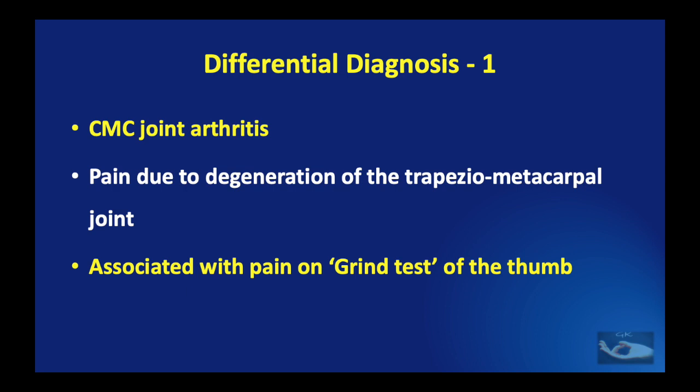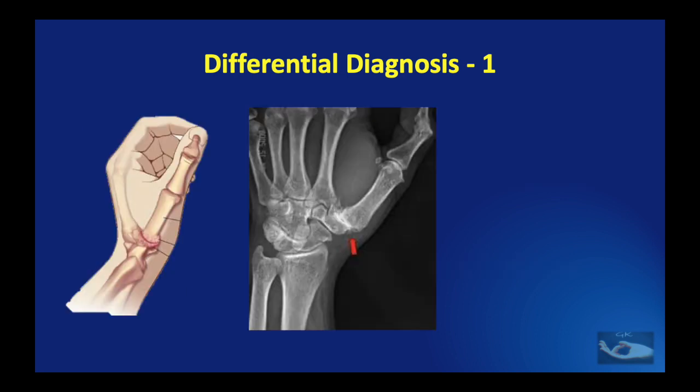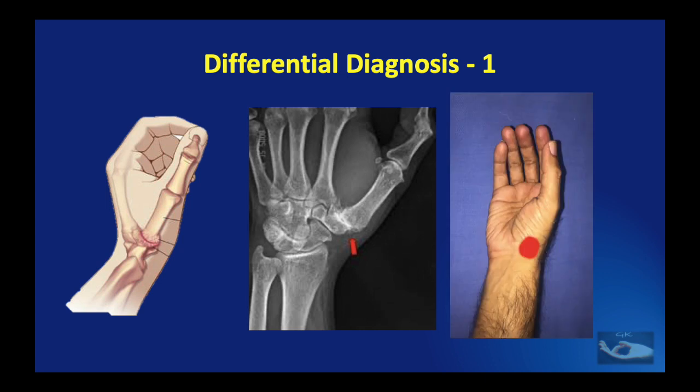It is associated with pain on the grind test of the thumb. It is also important to note that the pain associated with the carpometacarpal joint arthritis of the thumb is more on the volar aspect of the wrist and a little distal to the crease when compared to the pain associated with the de Quervain syndrome.